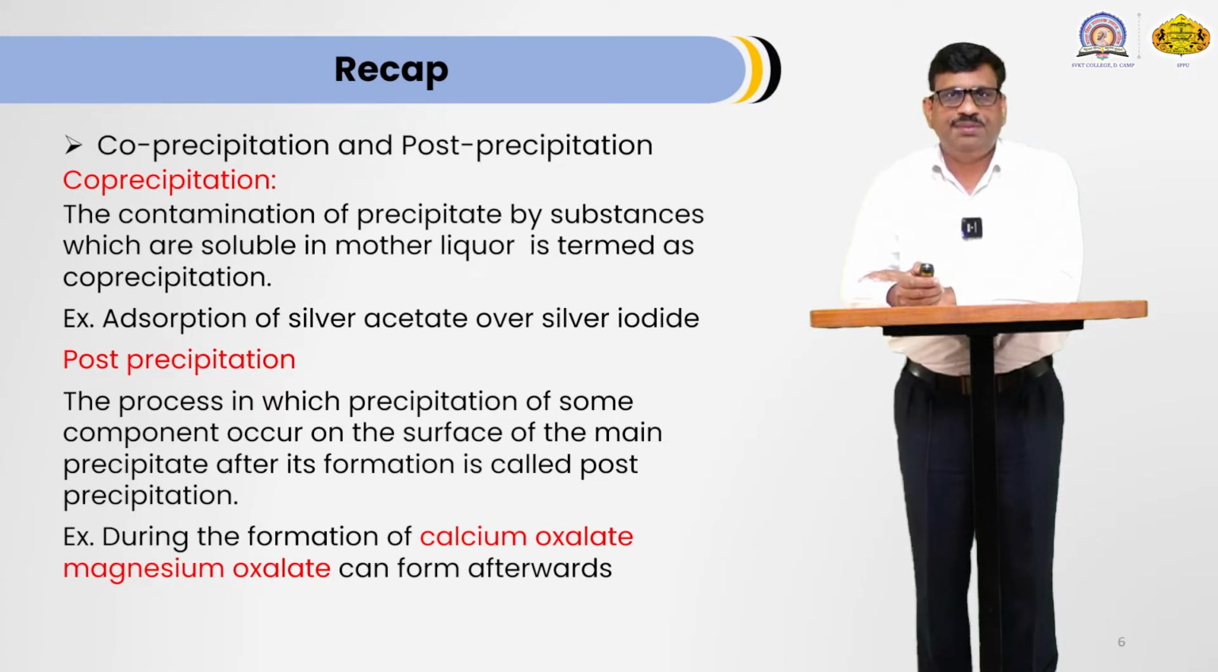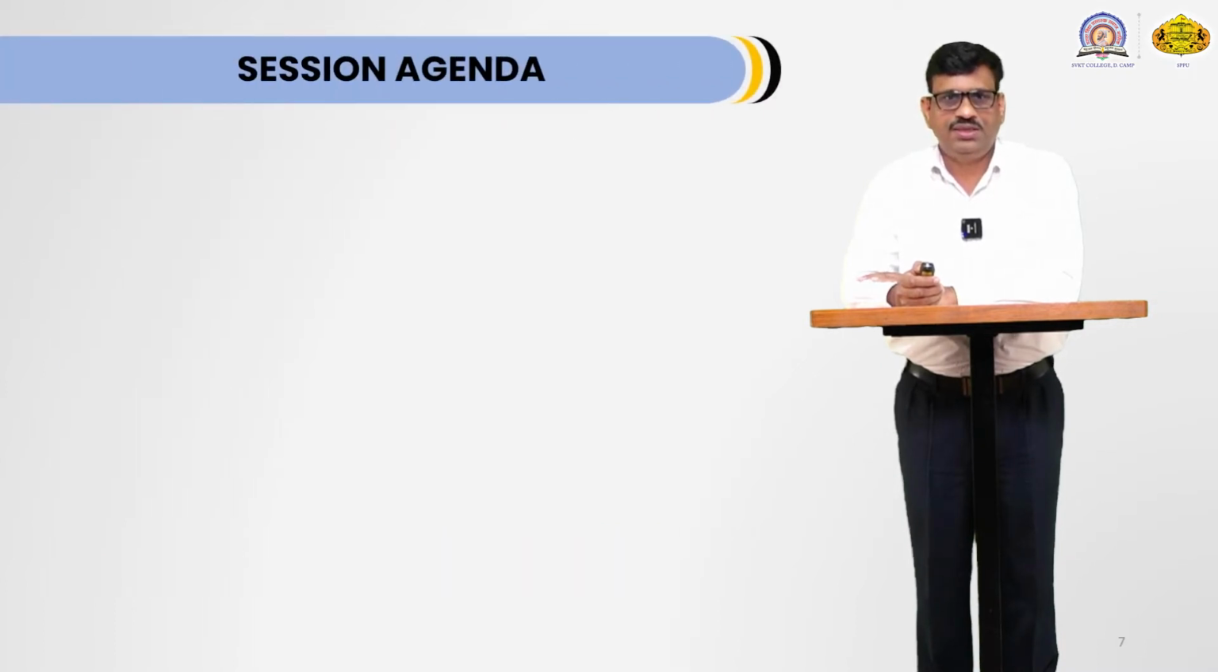Another contamination of precipitation is called post-precipitation. In case of post-precipitation, precipitation takes place after some time or after formation of the main precipitate. It is the process in which precipitation of some component or impurities occurs on the surface of the main precipitate after its formation, and that is called post-precipitation. For example, during formation of calcium oxalate, magnesium oxalate can form afterwards. All these things we have discussed during last lecture.